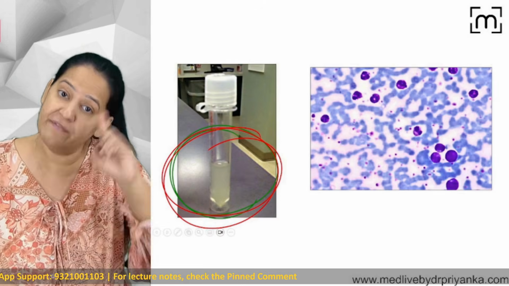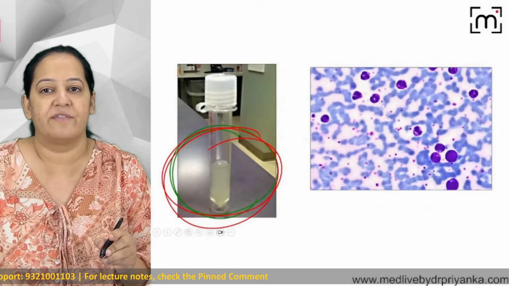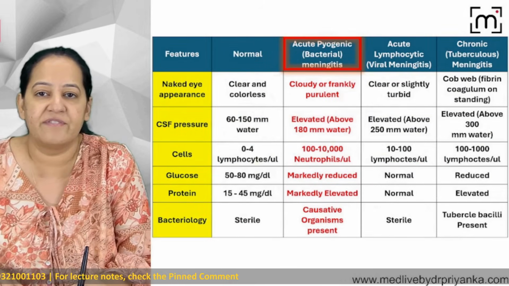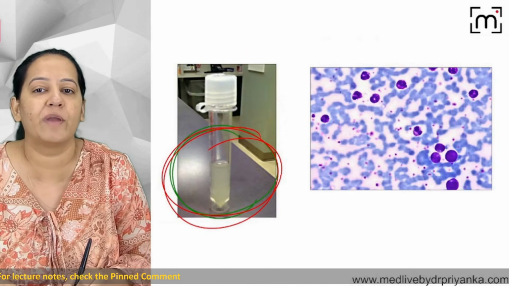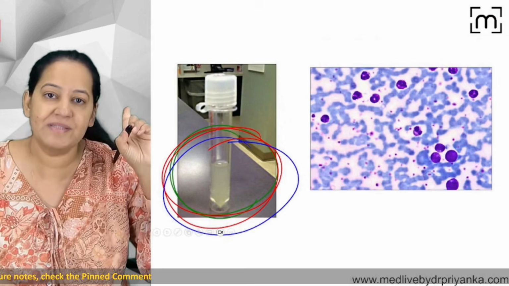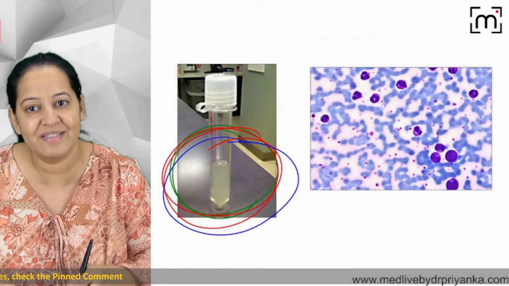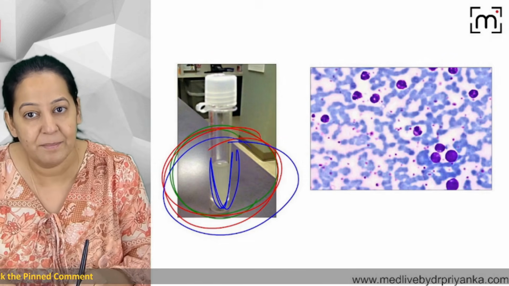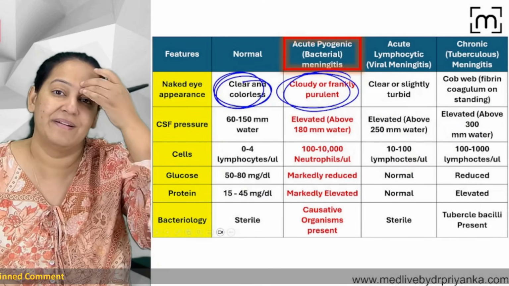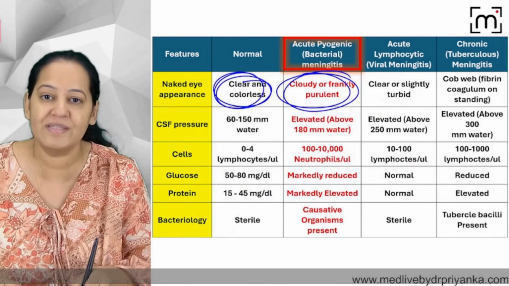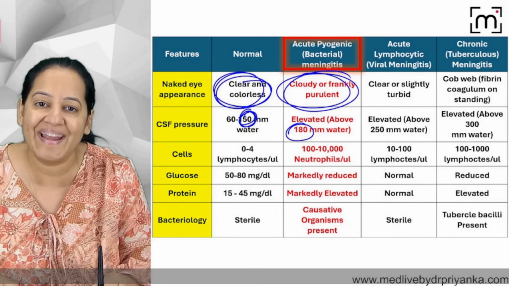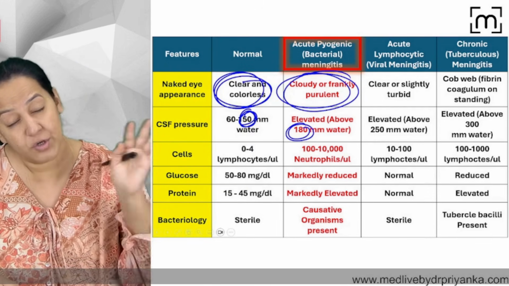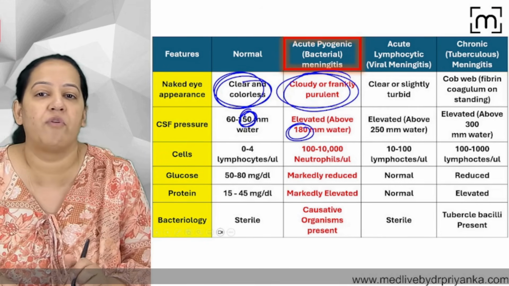Appreciate it and compare it with the normal. Normal CSF, you can see in this table, is clear and colorless. But here the CSF has become cloudy and purulent, looking like pus, because it contained pus. It's turbid, it's purulent. Normal CSF pressure is 150 mm of water. Here it's up to 180 mm of water, slightly elevated.